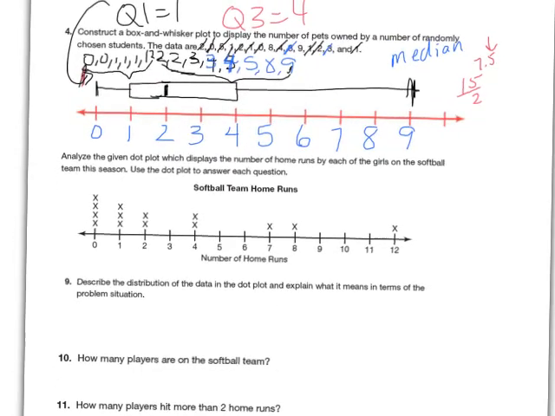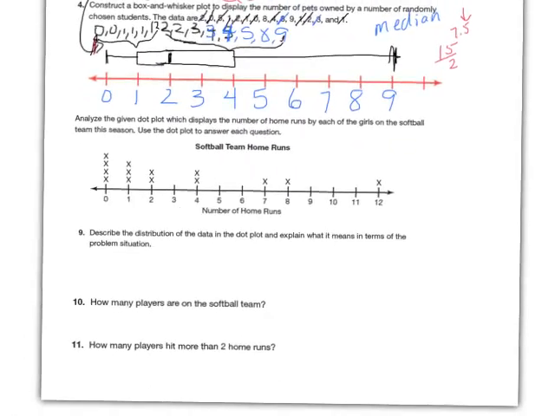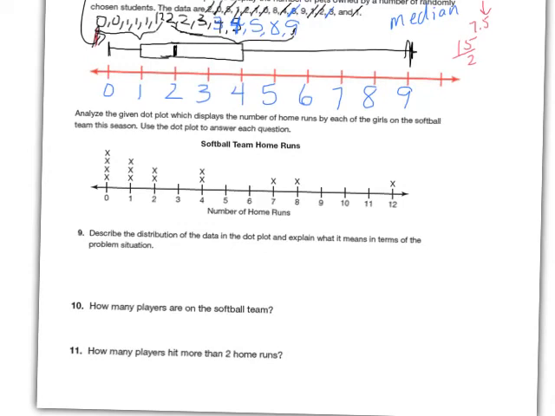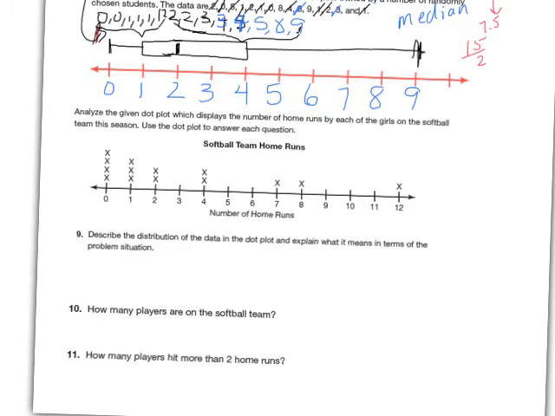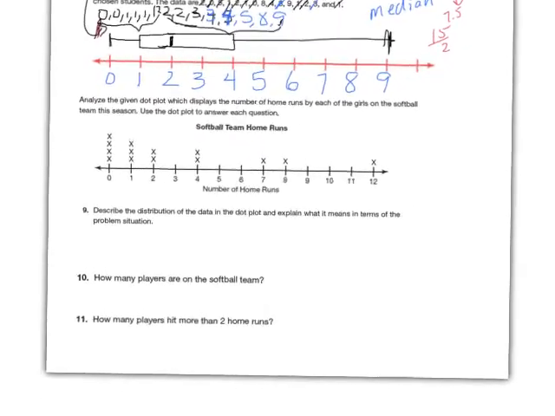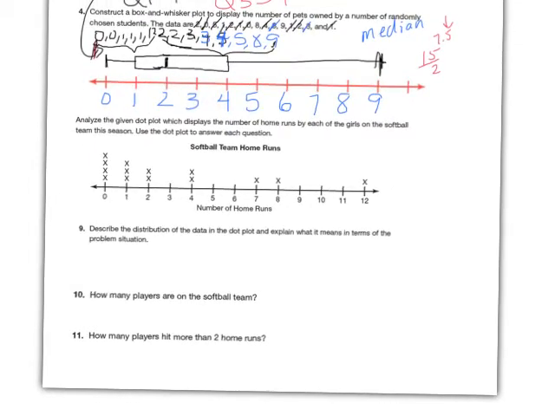Analyze the plots over here. Describe the data. Okay. How many players are on the softball team? Well, good. Just add them up. Here's all the players right there. Okay. How many players hit more than 2 home runs? Well, more than this, so these people hit more than 2 home runs. All right, go ahead and finish this off and pause it right here while you do that.